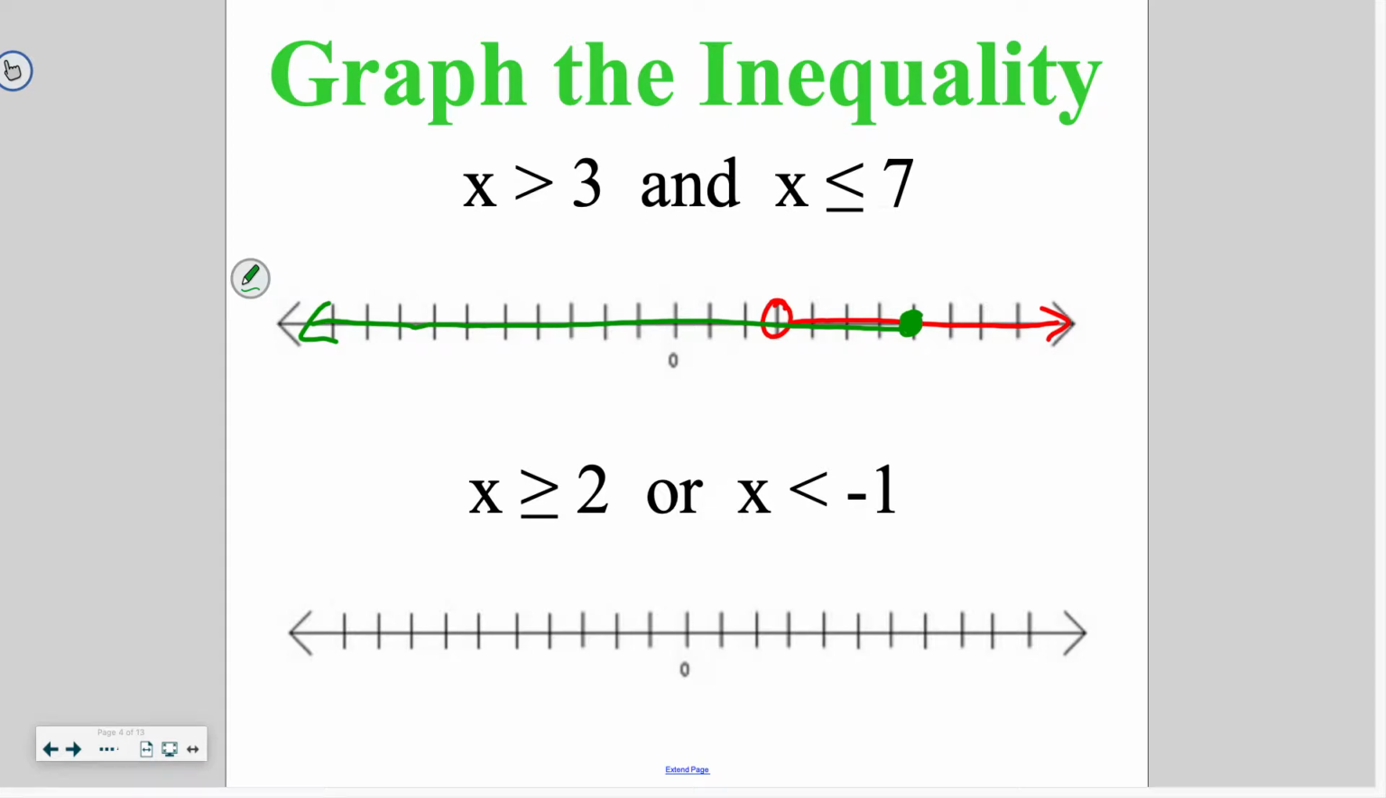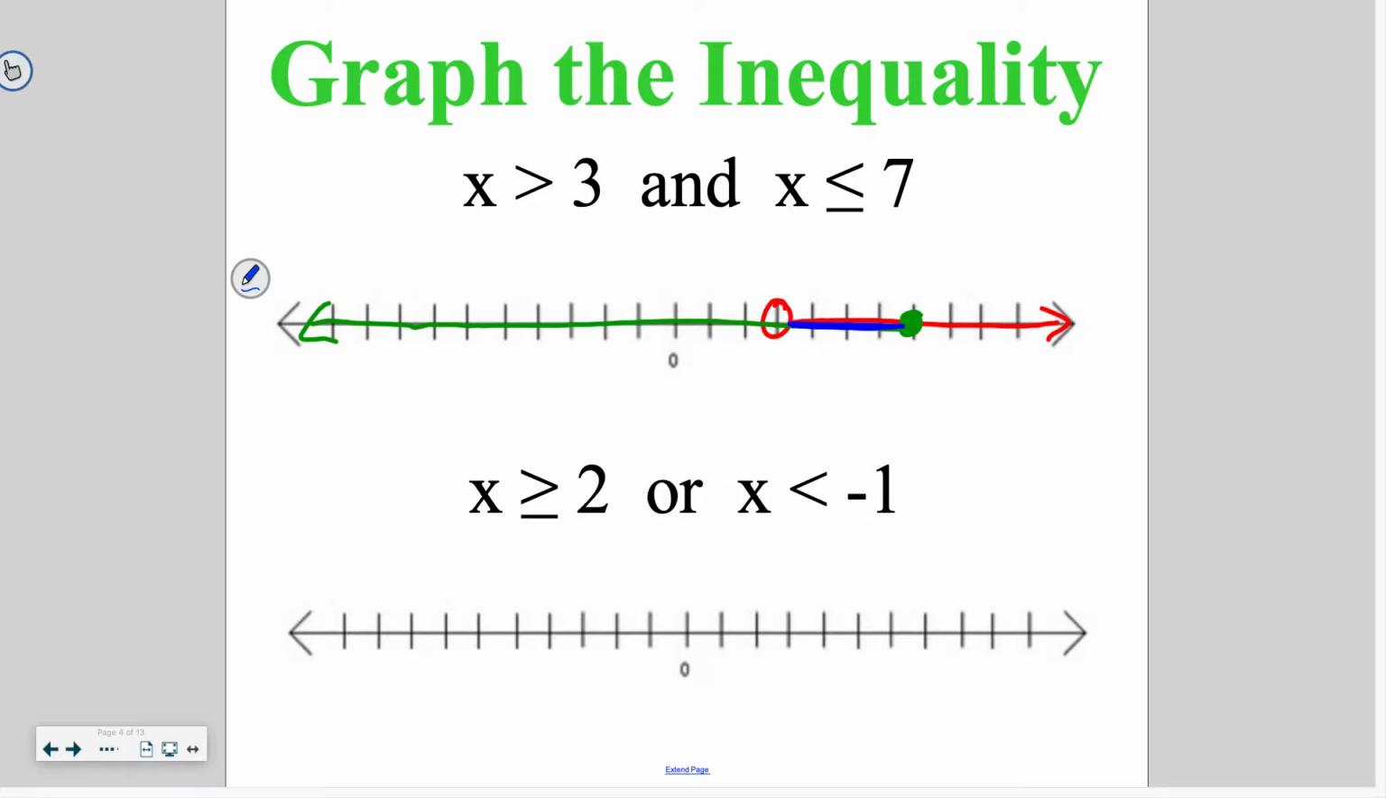Because they're connected by and, we're only concerned about the area that works for both. So when you're doing a paper pencil version, you would need to highlight that. In your online book assignments, you would just simply graph between those 2 points.